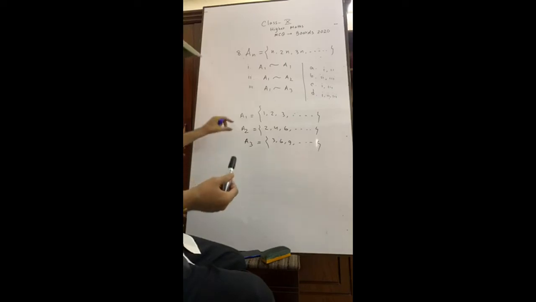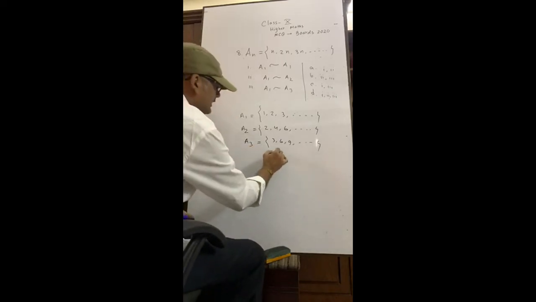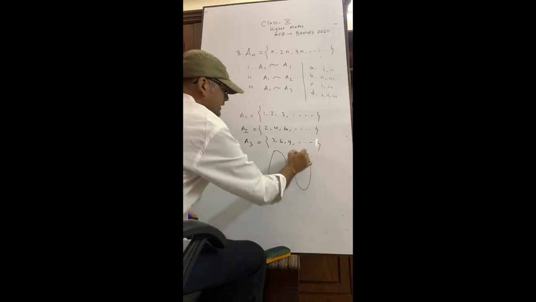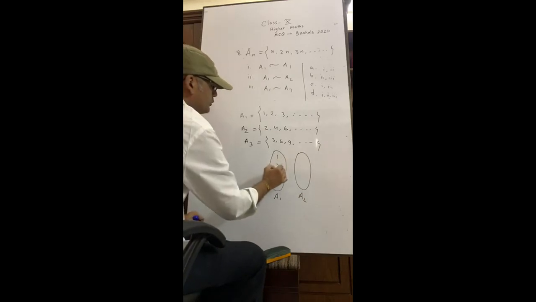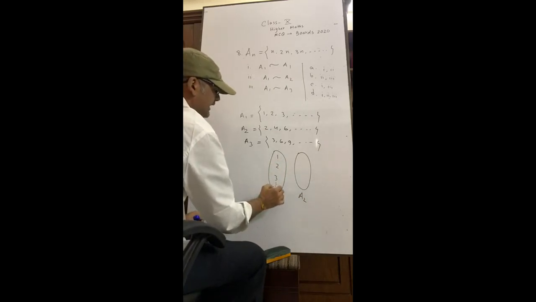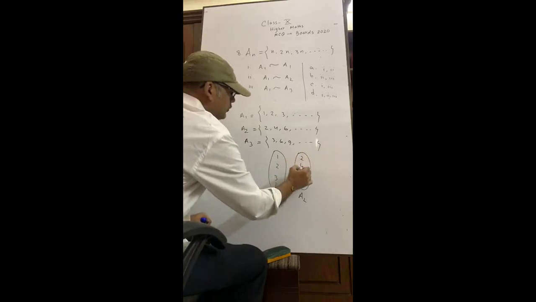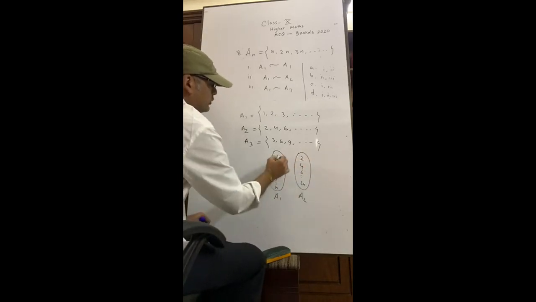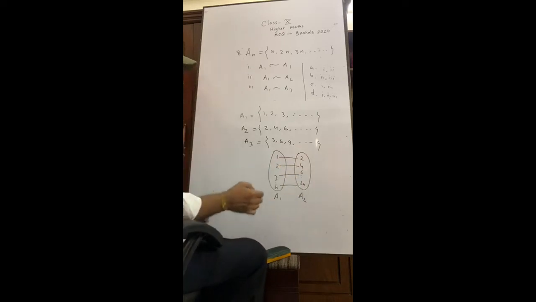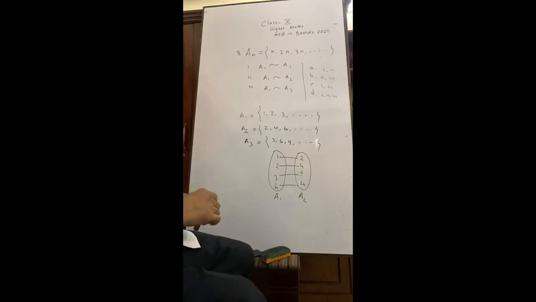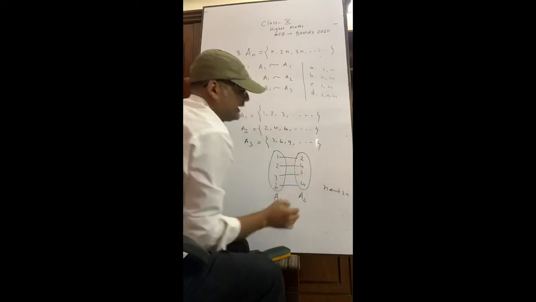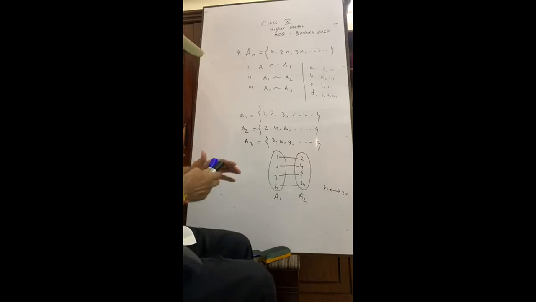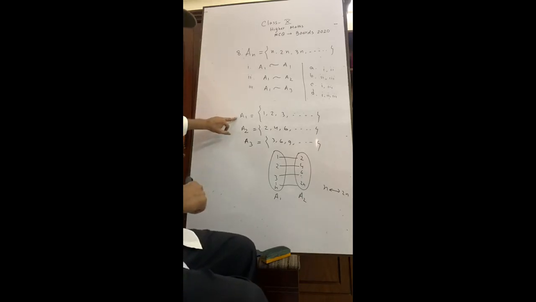Suppose we consider A1 and A2. This is A1 and this is A2. So we get 1, 2, 3, this is N, and here 2, 4, 6, and this is 2N. We get one-to-one correspondence: here N, here 2N. That means A1 is itself equivalent to A.